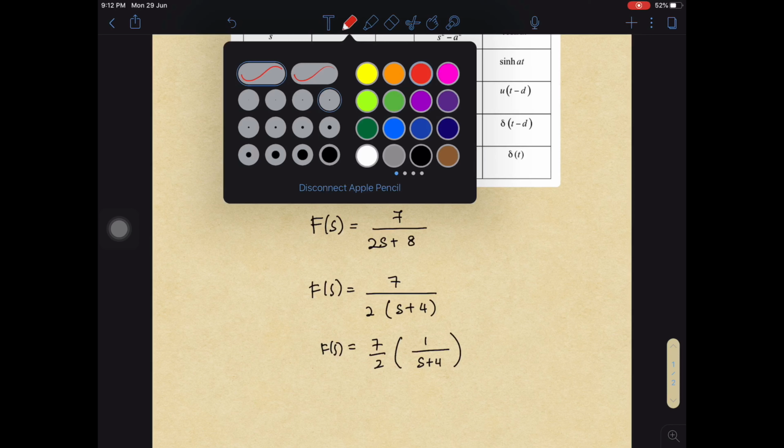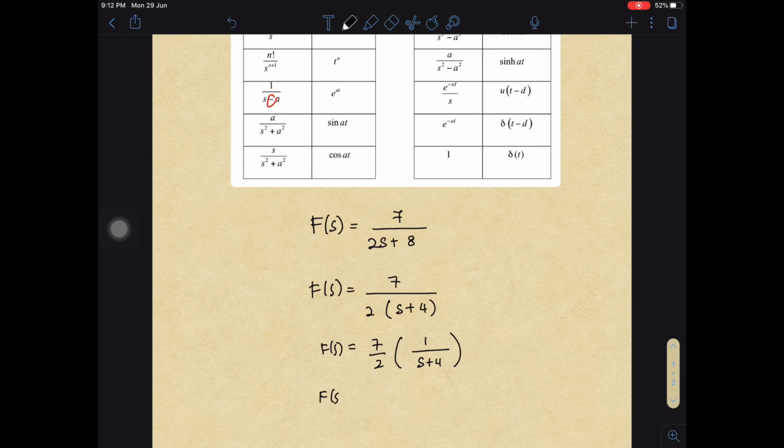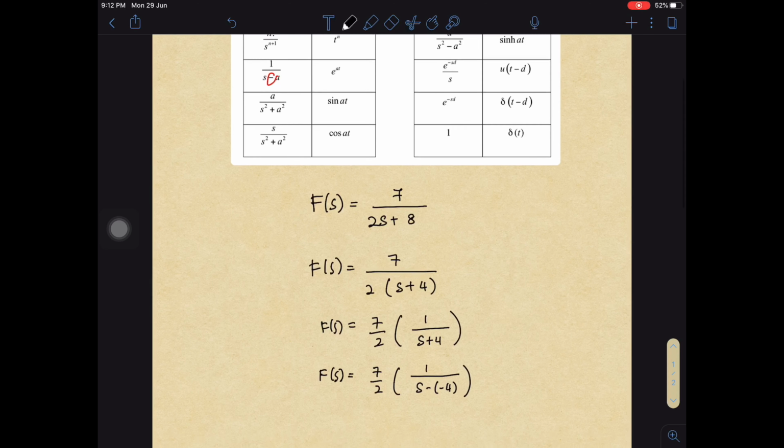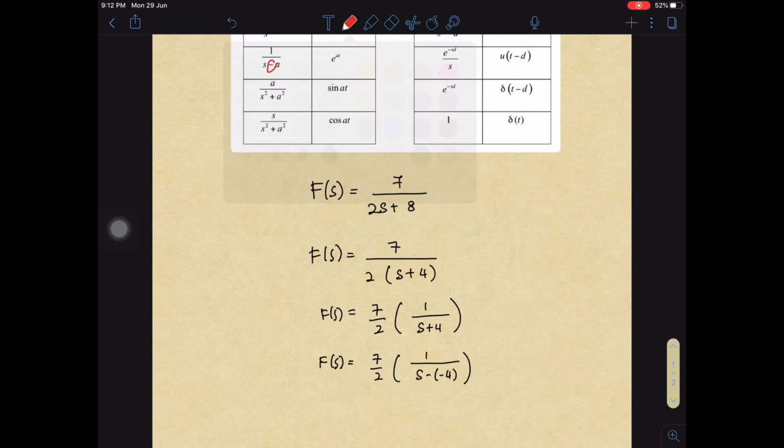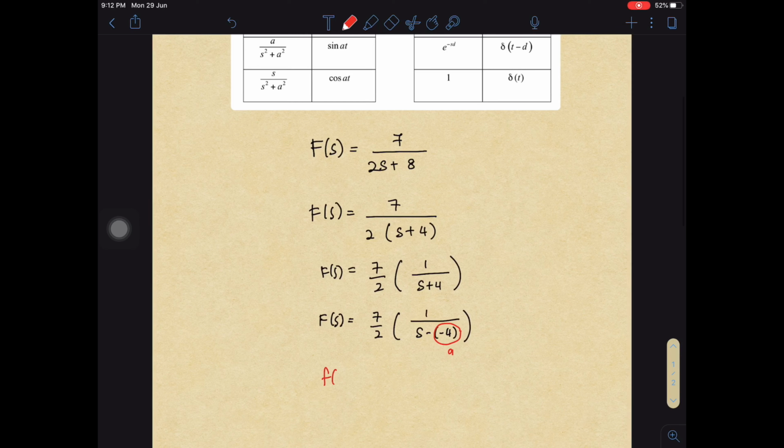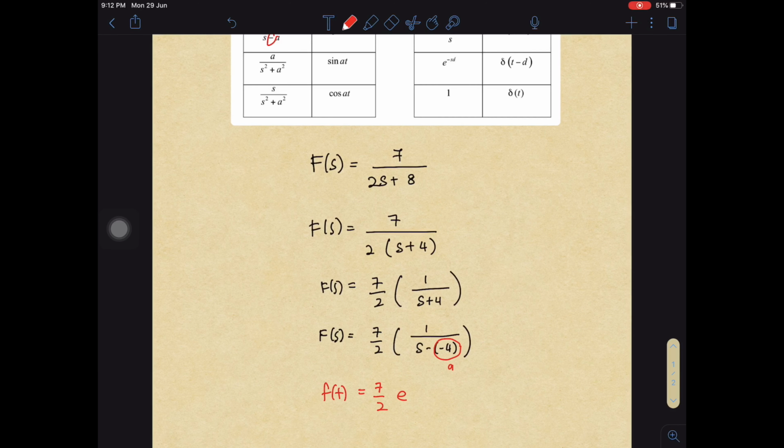So you can rewrite this as F(s) equal to 7 over 2 times 1 over s minus negative 4. So directly you can see that negative 4 here is your a. Therefore, you can write your f(t) as 7 over 2 as a constant in front, e to the power of at, so your a is negative 4, therefore you have e to the power of negative 4t. So this one is your function f(t).